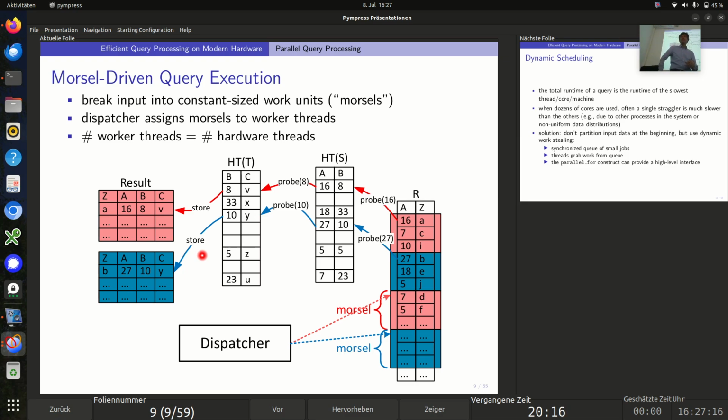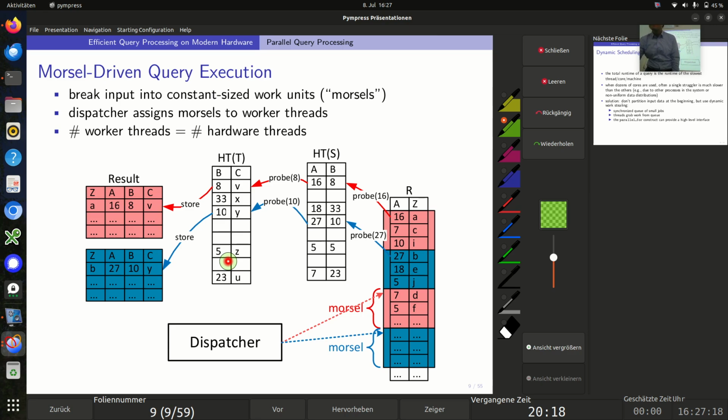And the idea is, so two things. The first thing are the morsels. And you see I have, for example, here three tuples, and those three tuples form together one morsel. So this is one morsel. And basically that's the granularity for work stealing. Like we have multiple threads, and every thread is asking for one morsel. And actually that's it.